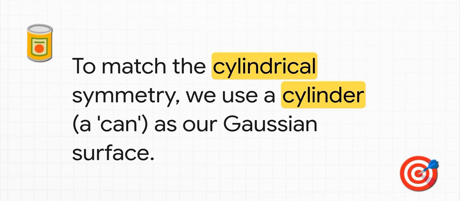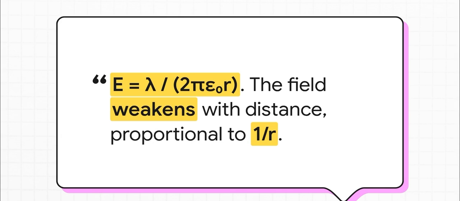So what's our tool for cylindrical symmetry? You guessed it, a cylinder. We just imagine a soup can, our Gaussian surface, wrapped perfectly around the line of charge. And because the field only points outwards, it only pokes through the curved wall of the can, not through the flat top or bottom. So we run the numbers, and here's our result.